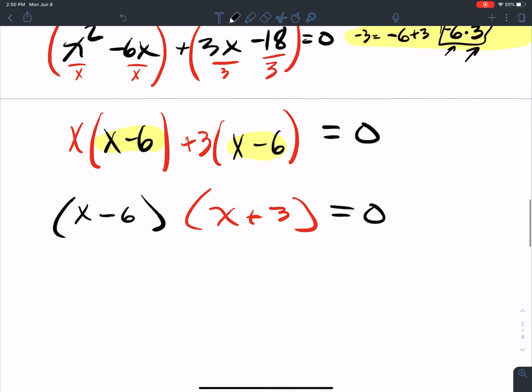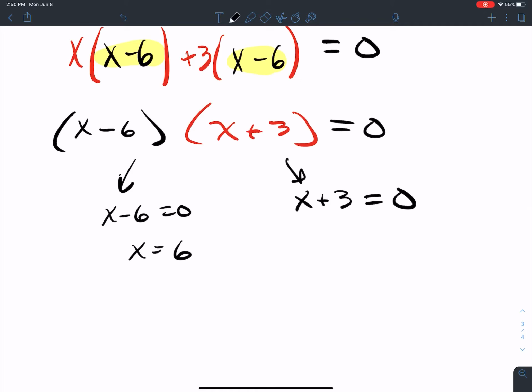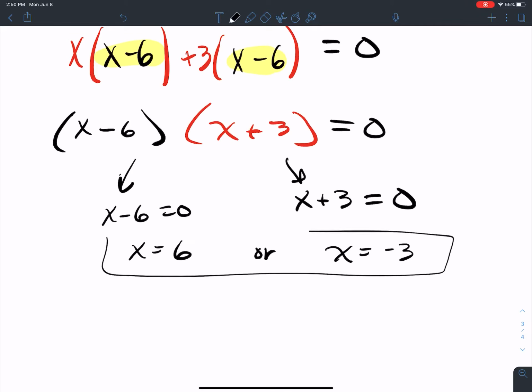So I use the zero factor property, set each factor equal to 0, and solve. And what do I get? I get x equals 6 or x equals negative 3. Yay, right? No biggie. Okay. Let's try another one.